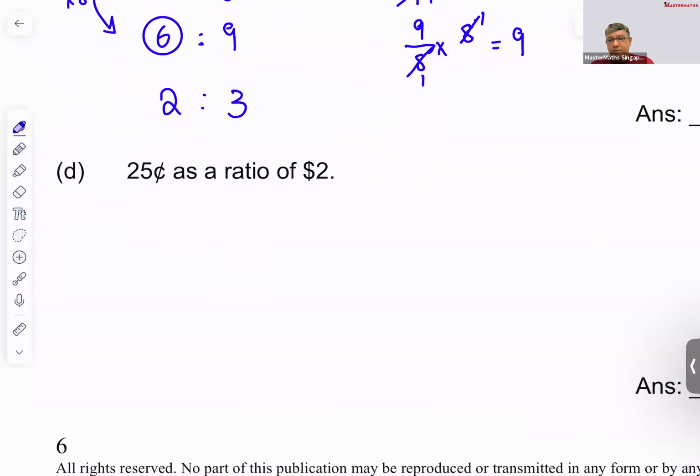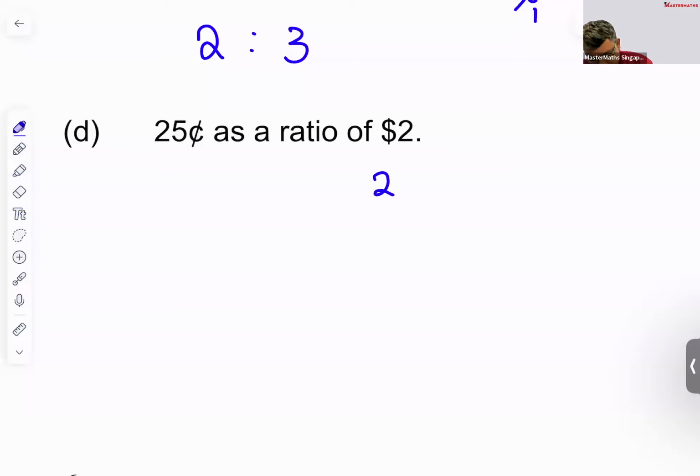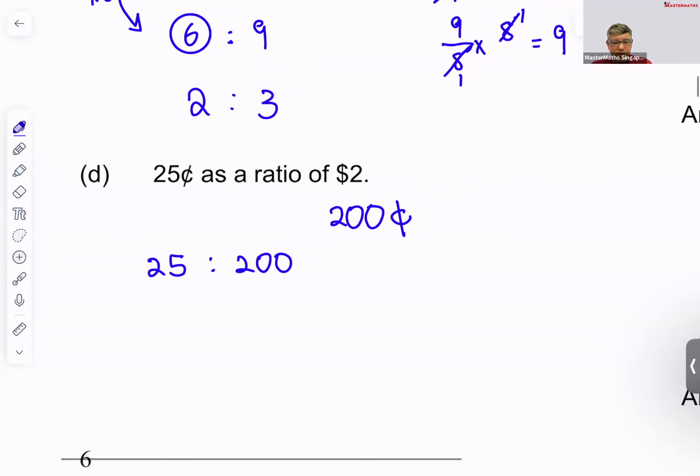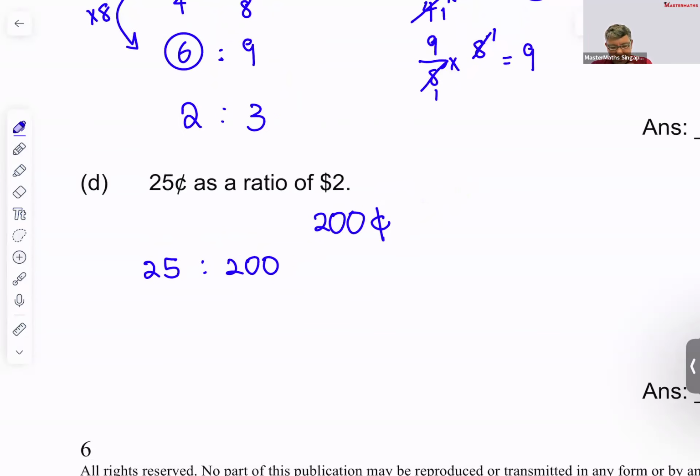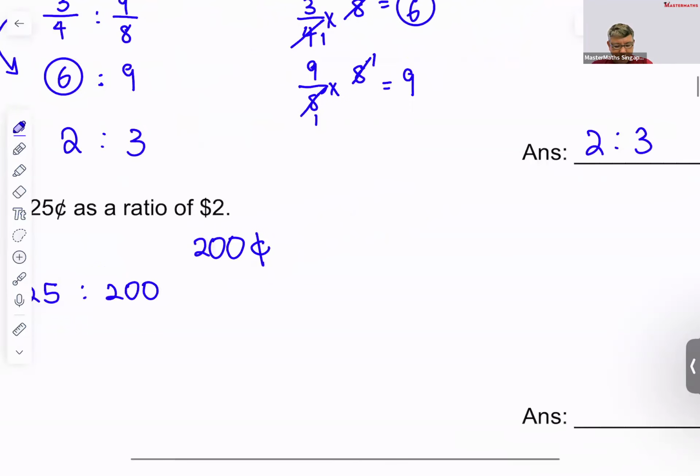You are supposed to know that $1 is how many cents? So please know this. If you don't know, write it down. $1 equals 100 cents, to remind you as you revise your work. So change this to cents, 200. So 25 is to 200. Do you notice that ratio has no units? Ratio has no units. The answer has no units because the units cancel out.